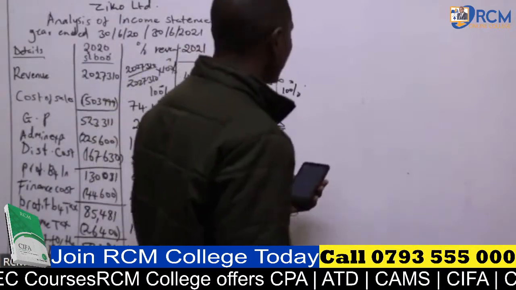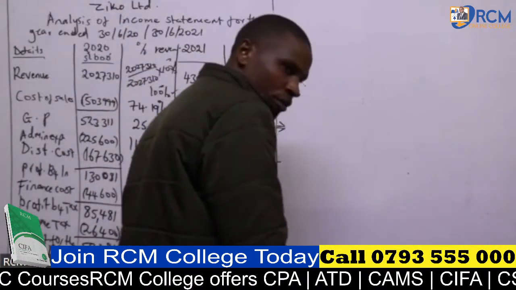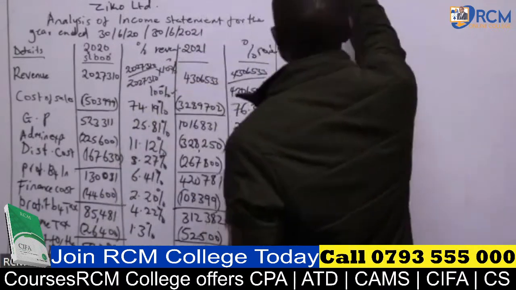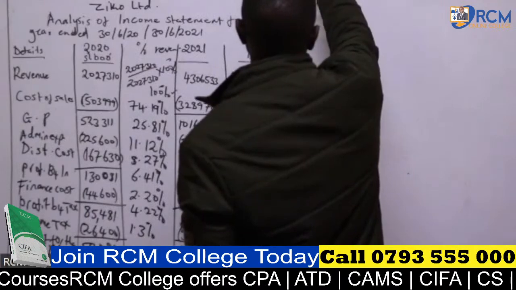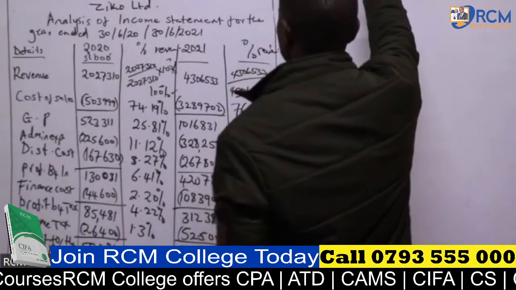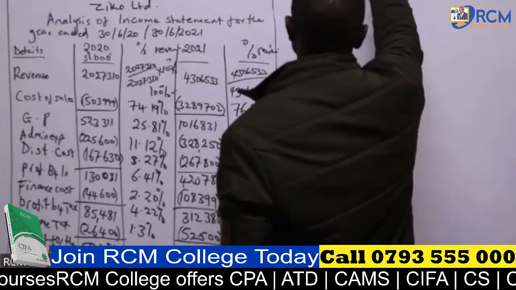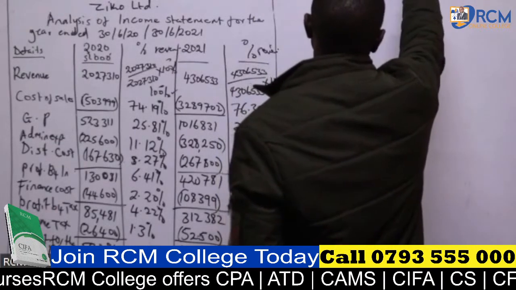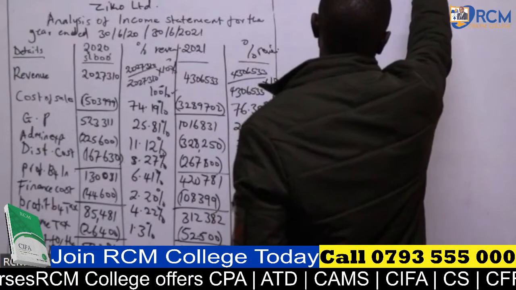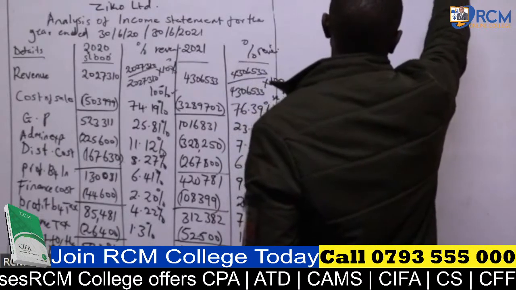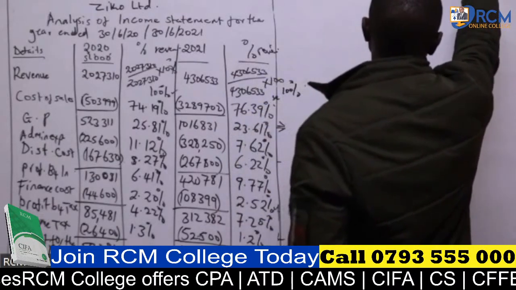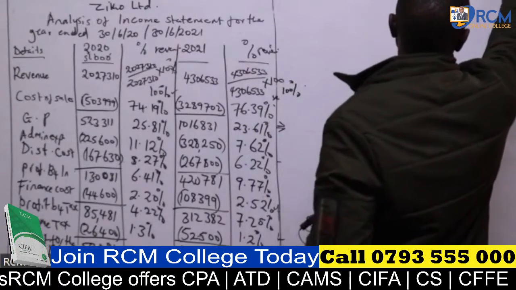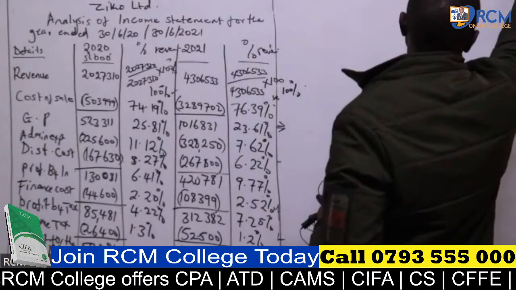Then you go to dividend, of course. Go to dividend. Details. Then you have 2020 shillings in thousand. Then percentage of revenue. And then you have 2021 shillings in thousand. And then some percentage of sales or revenue.